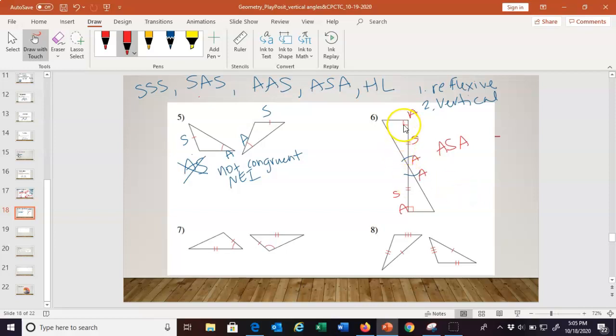In this case, here's the right angle, so that makes this the hypotenuse, right? And the hypotenuse has no marking on it. So we can't use HL. So it's the ASA postulate.